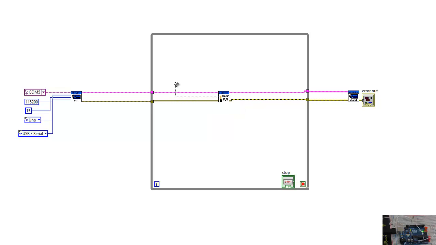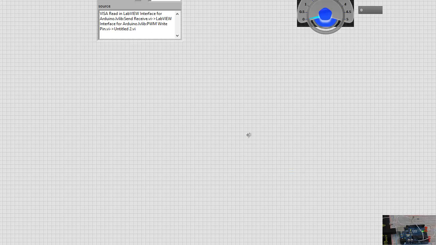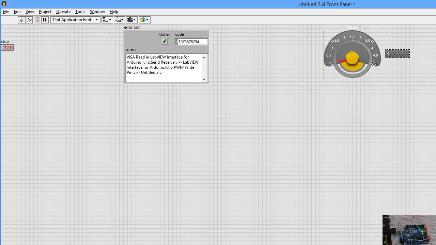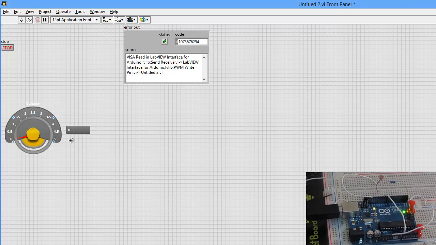And connect the analog pin definition outside, because if you don't do that, every time this loop executes it will redefine the analog pin, and in the end it will not work properly. So it should be defined one time. This is going to be 0, and we go to the output and say create an indicator, and here's your indicator. It will give me a value from 0 to 4.5 volts.